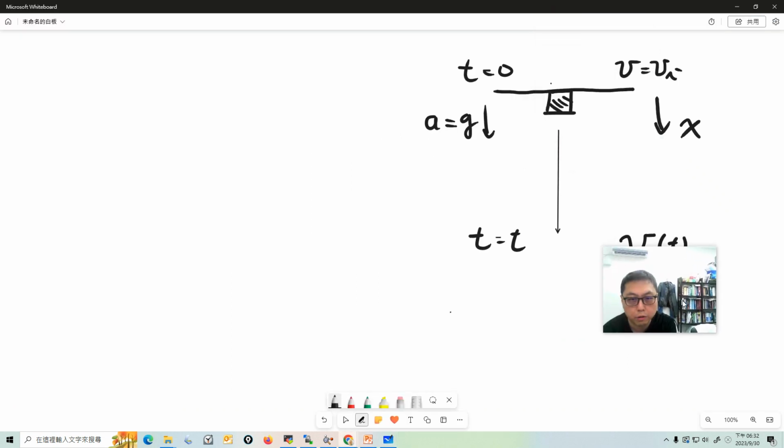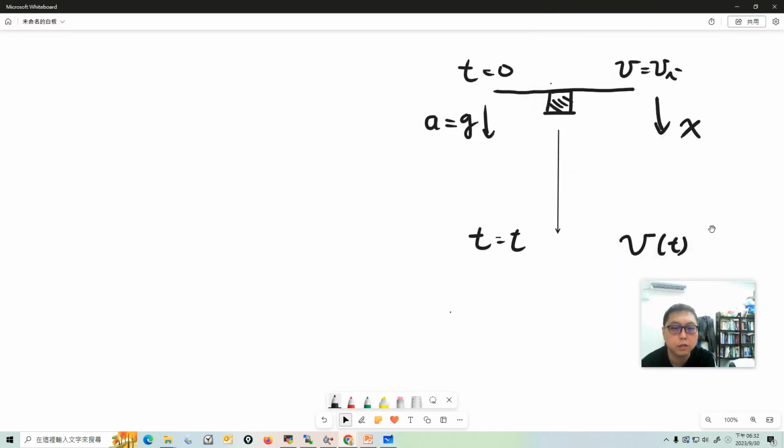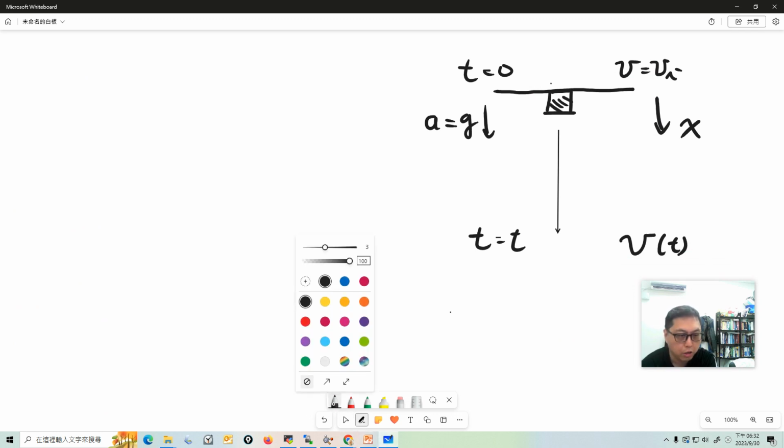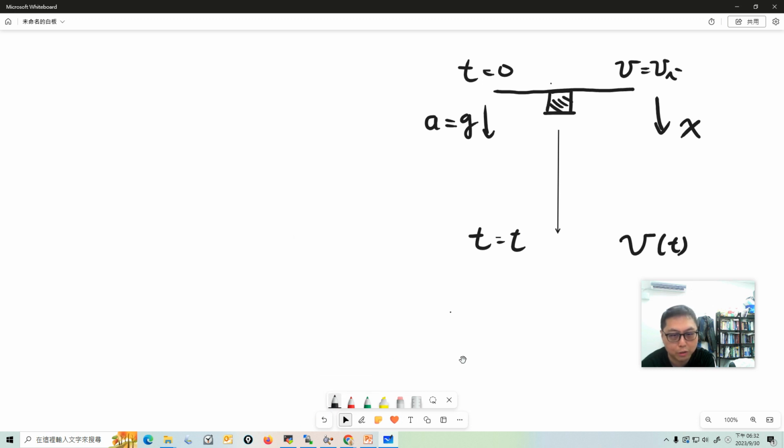Let's do a very quick demonstration, so let's keep the problem simple. Suppose I have an object, and we just stick with 1D motion, because it's just a very quick demonstration. The acceleration is g pointing downward, and we define the downward direction as the x direction.